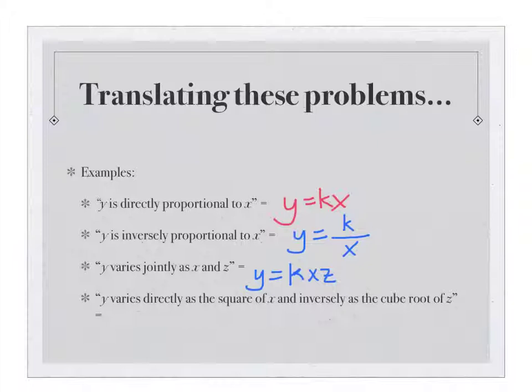And then the last one, y varies directly as the square of x. So directly as the square of x means directly as k times x squared, and inversely as the cube root of z. So inversely as our fraction bar, the cube root of z. It looks complicated, but we just followed the directions.